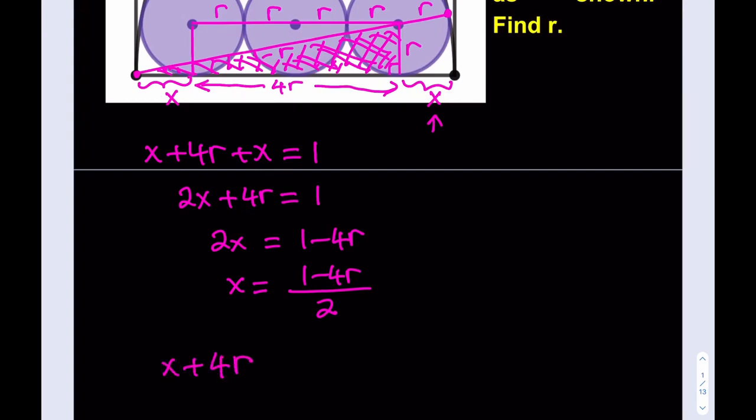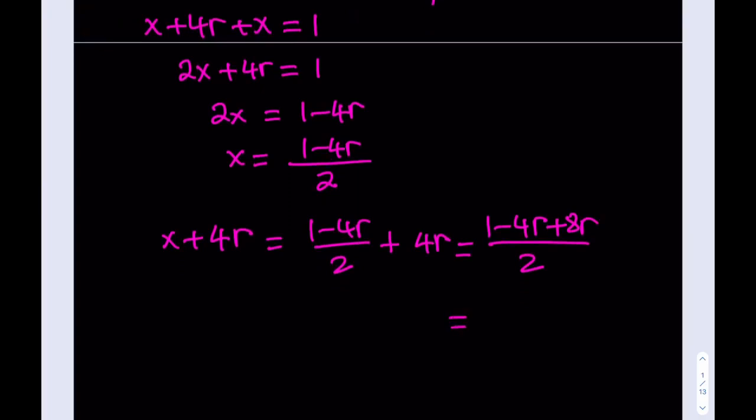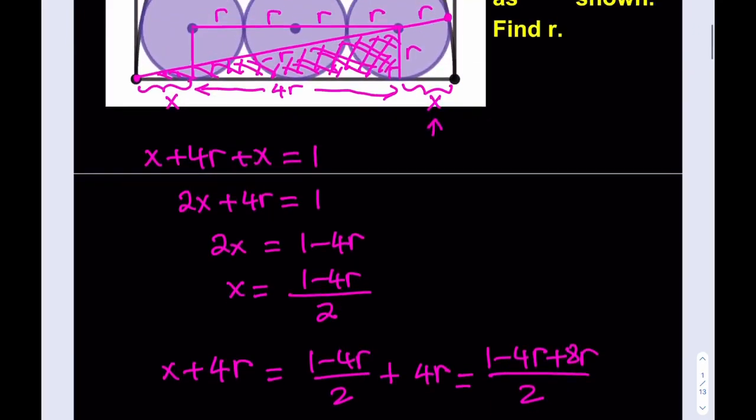Okay, so since x is equal to 1 minus 4r over 2, then I'm going to be adding 4r to it. And when I make a common denominator, this is going to be 1 minus 4r plus 8r divided by 2. From here, I should be getting 1 plus 4r over 2. So I can call that b for the base, but that's not necessary. We know that it's the base of the right triangle.